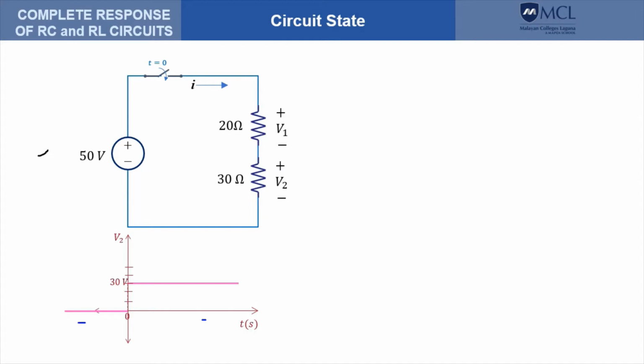We can also plot the current that flows through the resistive elements. This is the current I, and this is the plot. So the current is 0 before t equals 0 and also jumps to a value of 1 ampere and stays on that value regardless of time. Take note that we have plotted I side by side with V2.